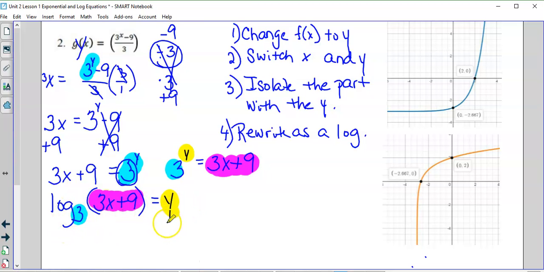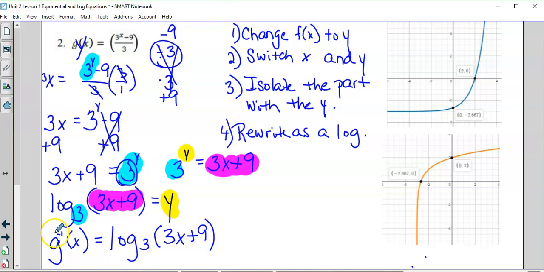This has been changed to the inverse. So I can rewrite it if I want. You don't have to. You can leave it just like this. But I can rewrite it as, it started out as g to the x. Okay, so that's the answer right there.